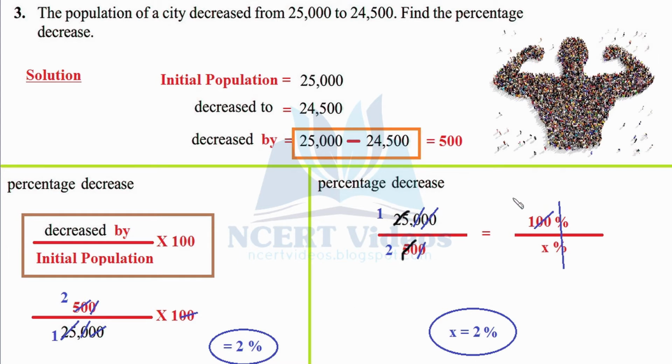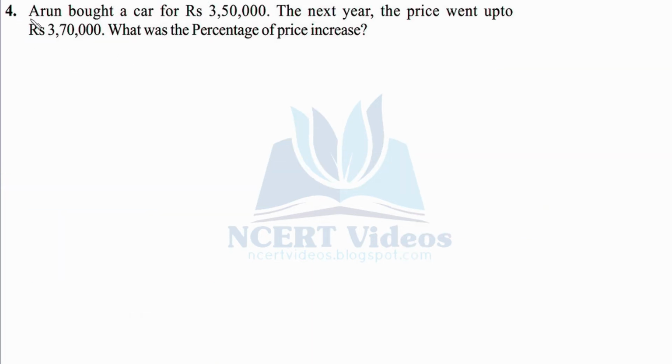This method is a little bit faster as compared to this one. This is formula based, this is logic based, although the formula is also developed from logic. So that is your question number 3. Question 4. Arun bought a car for rupees 3,50,000. The next year the price went up to rupees 3,70,000. What was the percentage of price increase?